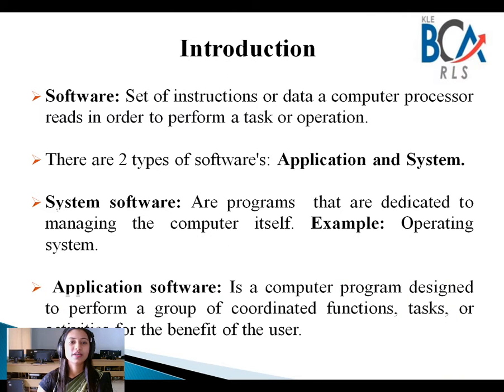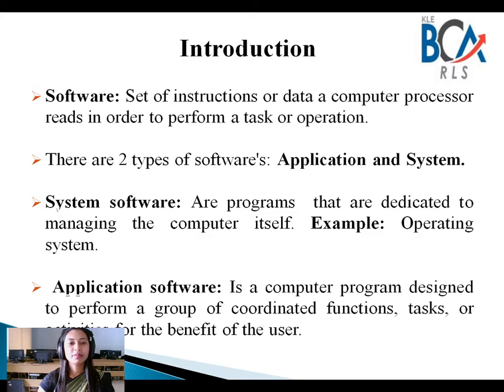A software is nothing but a set of instructions or data a computer processor reads in order to perform a task or an operation. It is a set of instructions given by you to the computer to perform some task. Mainly there are two types of software, which are application software and system software. Let us see what a system software is.